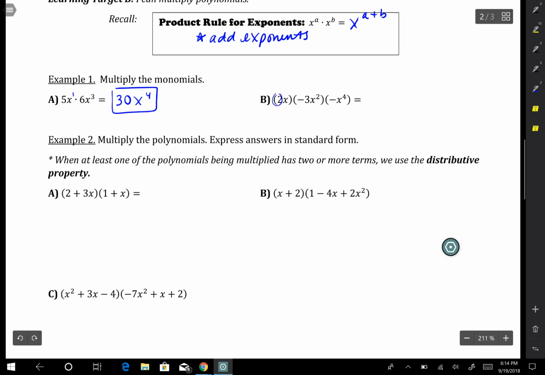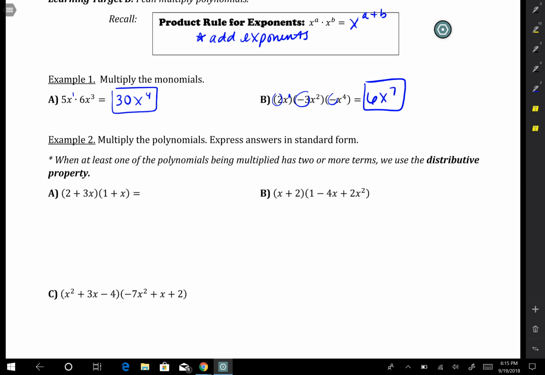So I'm going to take 2 times negative 3. That's a negative 1 there. 2 times negative 3 is negative 6 times the negative 1 is positive 6. And then I'm going to take x, this is x to the first, times x squared, times x to the fourth. So I add 1 plus 2, which is 3, plus 4, which is 7. So that's 6x to the 7th. So that's monomials. Now we're going to multiply polynomials.